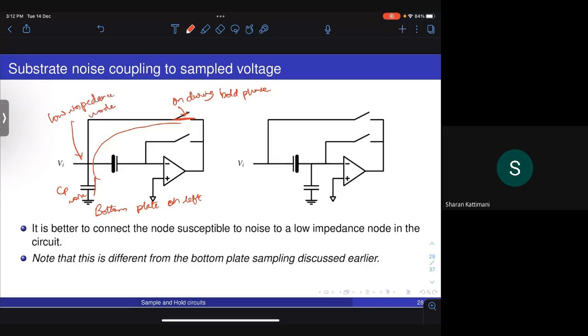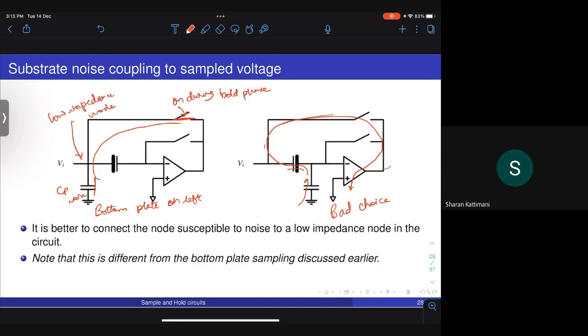Okay, if I do the other way around, if I connect the bottom plate on the right side, then what happens is any charge injected from here will directly go into the sampled value, and this is basically find a path to ground from the output of the amplifier. So this is a bad choice.